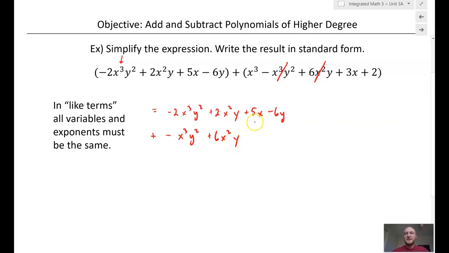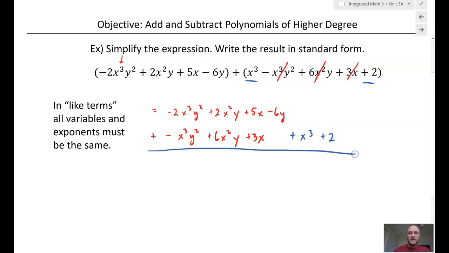Next, do I have any x to the first terms? Well, I do. It's right here. Okay, so plus 3x. And then notice I don't have any y terms, but I have these other two terms left over. Okay, so I'm just going to add these. Plus x to the third plus 2, and I'll add these down here.